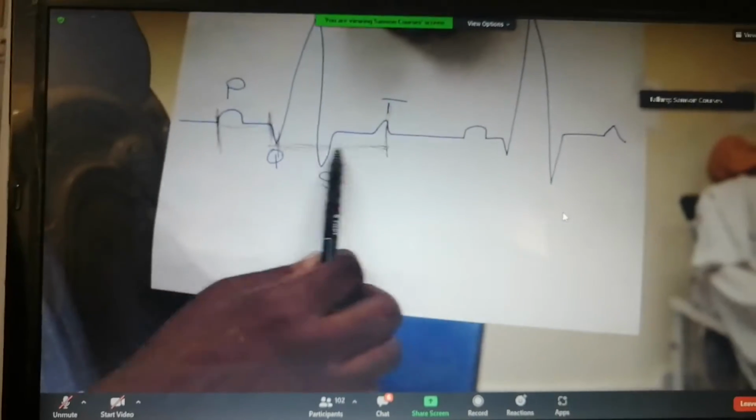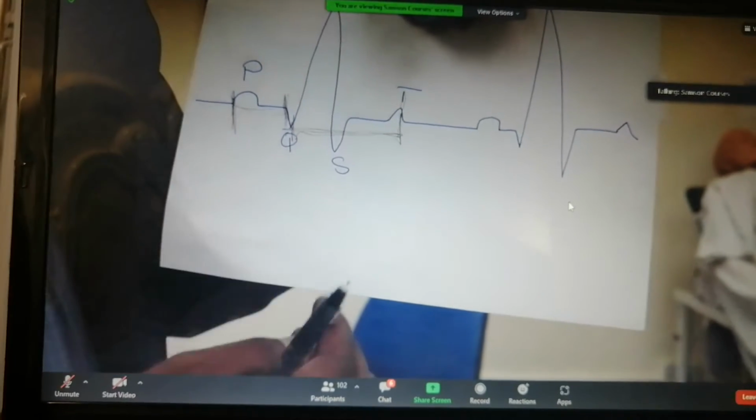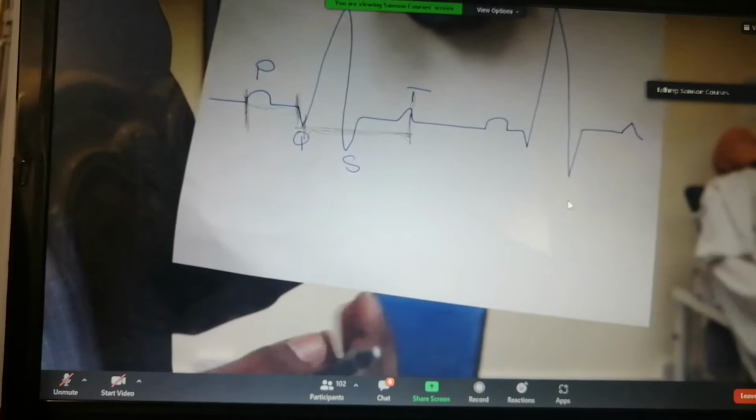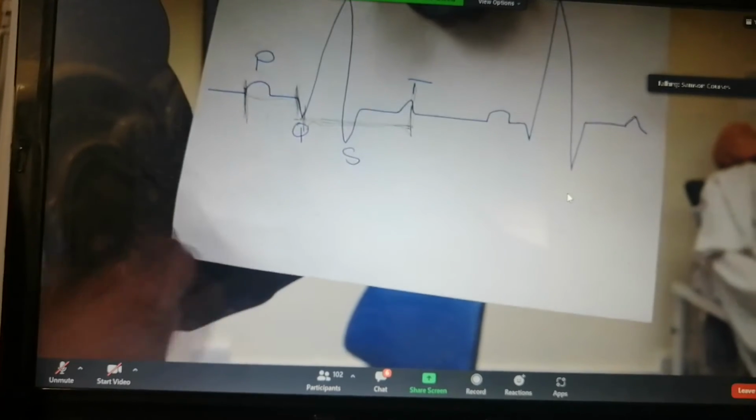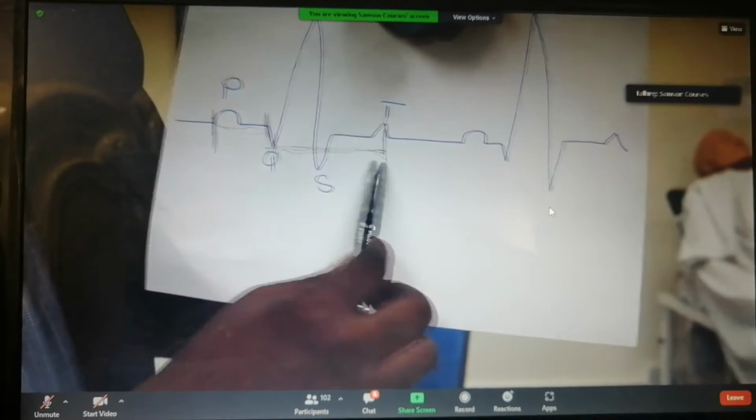If this is too long, it may signify a serious heart condition, usually congenital and common in young people, which may cause somebody to suddenly collapse and die. So it's called long QT syndrome if it's too long.